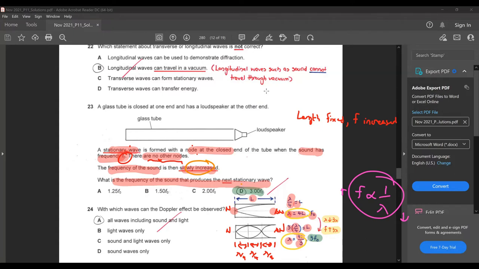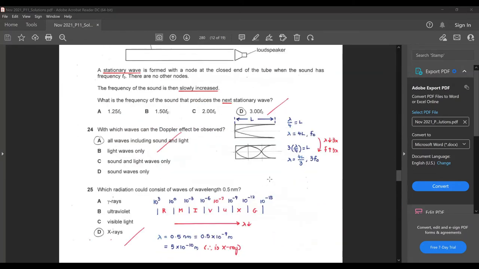Right, so that one is okay. I'll clear this one off. Okay, with which waves can the Doppler effect be observed? The Doppler effect can be observed for all waves, including sound, light, longitudinal waves, and transverse waves, if you think about it. So the answer is just A for 24.